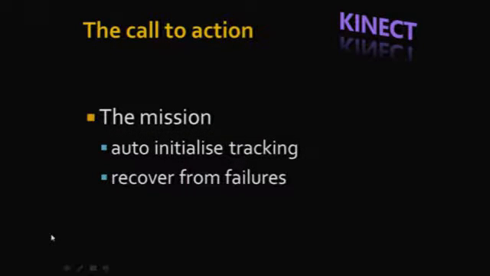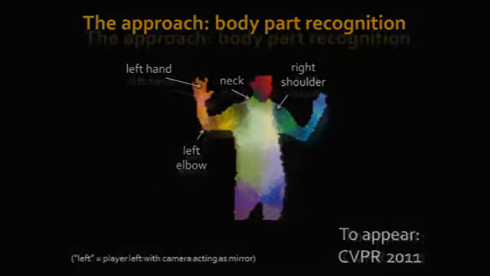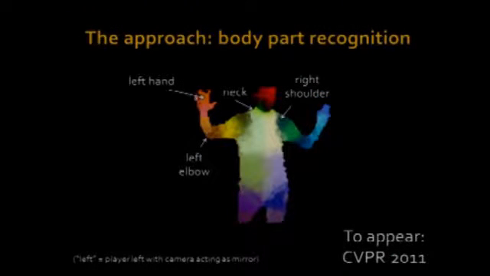So initially, they were told that they had to initialize the tracking and recover from failures, and they were going to do this by body part recognition. Here, you can see the output, and the color encodes what it thinks the body part is. They've decided that the hand will be colored orange, the head will be colored red, and so on. The neck is green. In between, it's not quite sure if this is head or neck, but as you'll see, it's okay to have this kind of slop. When we put all the pieces together, this is good enough.